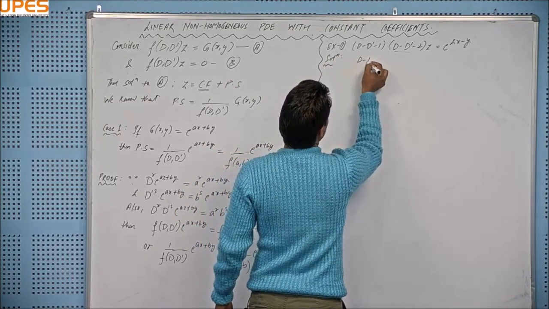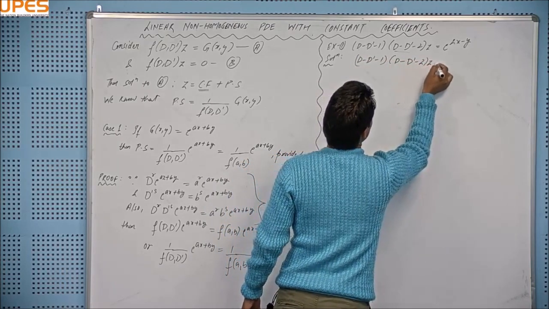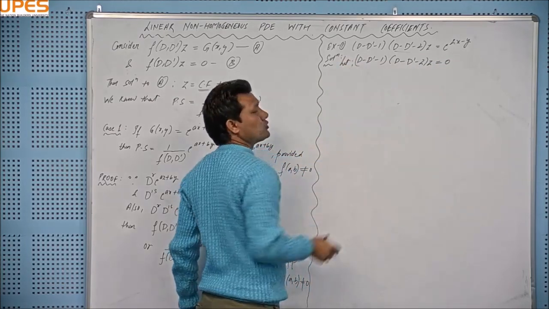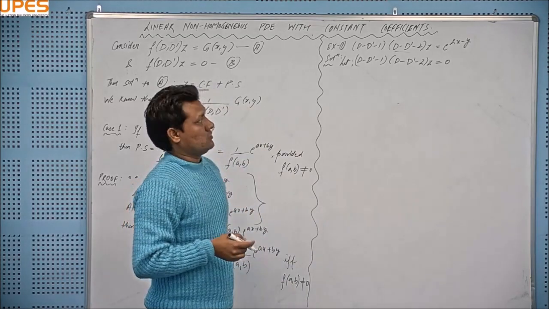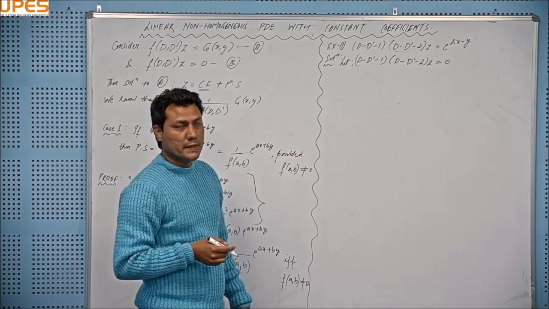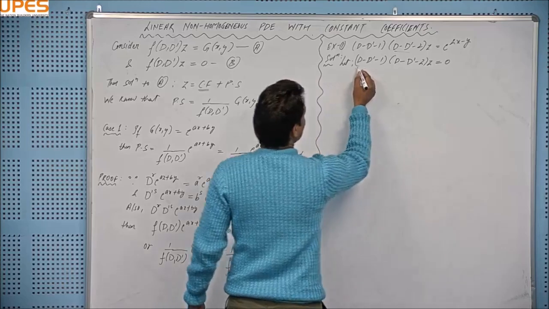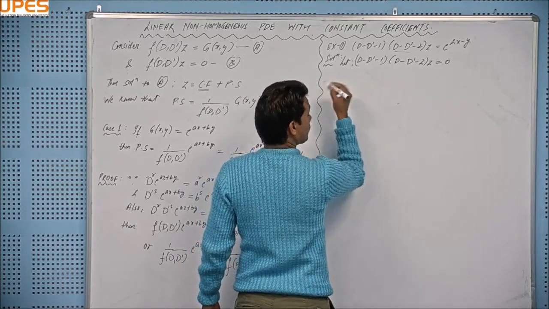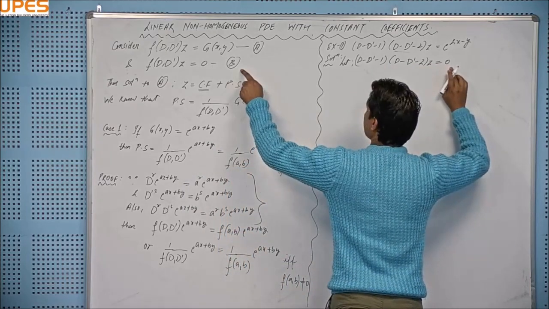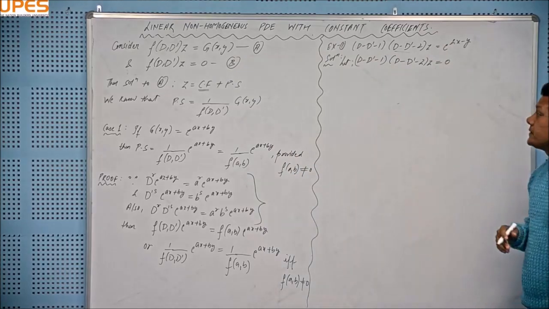we have (D - D' - 1)(D - D' - 2)z is equal to 0. Let me take the right hand side equal to 0, right? Because I am focusing on the complementary function, the right hand side should be taken as equal to 0. Okay. Then writing the solution for this part, this is actually equation number b, and this is equation number a, if you compare the theory with this example, right?